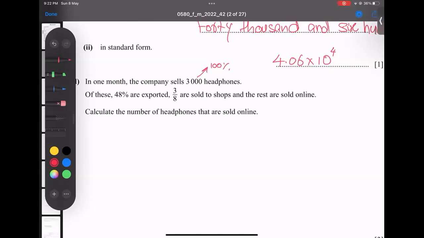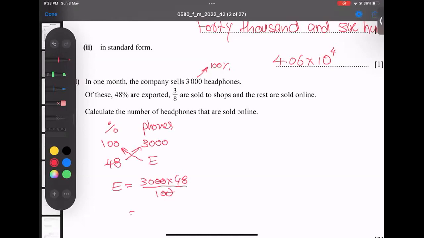So I will find a percentage and write here headphones, or just write phones. So 3,000 is actually the full number, so equal to 100. And I want to find 48%. So E for export. Cross multiply, and I'm writing the answer directly. So 3,000 times 48 divided by 100. And it gives us, if you check it, the 100 cancels out, and I'm getting here 1440 exported.